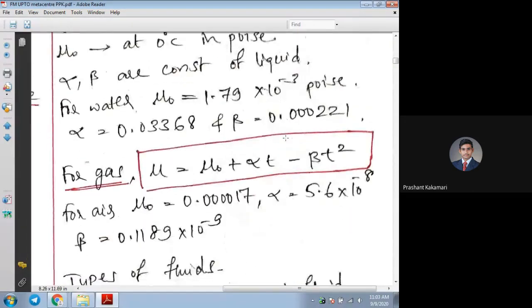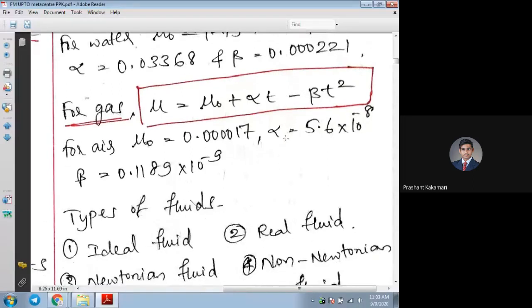For gases, just for information I am telling, if you see the equation, in the gas, the atmospheric air, we are taking it as a standard fluid or gas. So that viscosity is given. Alpha beta constants for the air are also given. So we will not bother much about how these are calculated. Just concentrate on the equation for the gases. Now if you see the equation, viscosity of the given gas is directly proportional to the temperature. That is mu naught plus alpha t minus beta into t square.